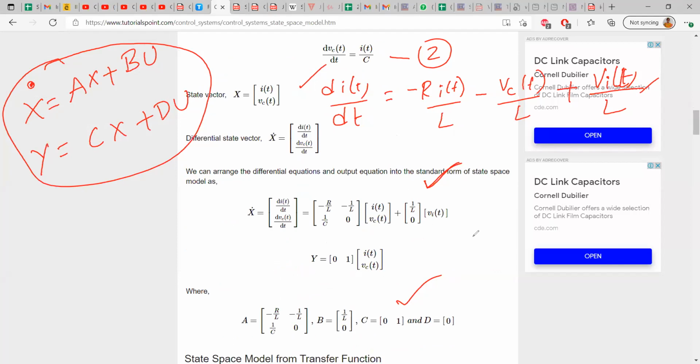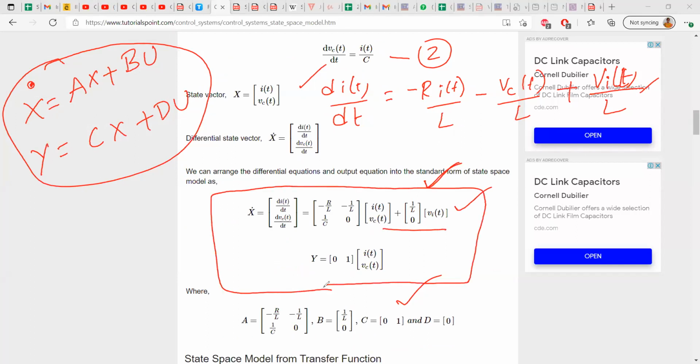Is it clear, all of you? This matrix. Is it clear or not? How we find the state model from a given electrical system? Is it clear, all of you?